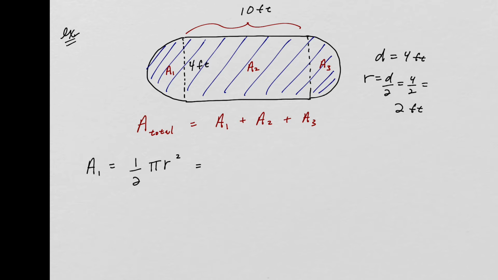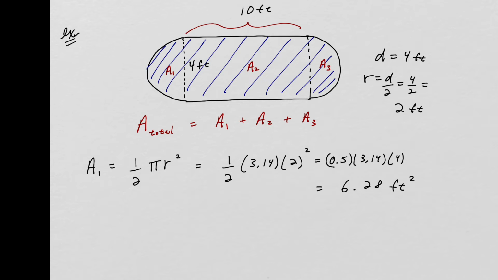So when I plug into this equation now, I have 1/2. For pi, let's just use 3.14 as our estimate, in decimal form. And then our r is now 2 feet, squared. So if you multiply this out, you could write this as a decimal: 0.5 times 3.14 times 2 squared, which is 4. And if you work that out, it turns out it's going to be 6.28. And in the unit, since it's an area, it's going to be feet squared.